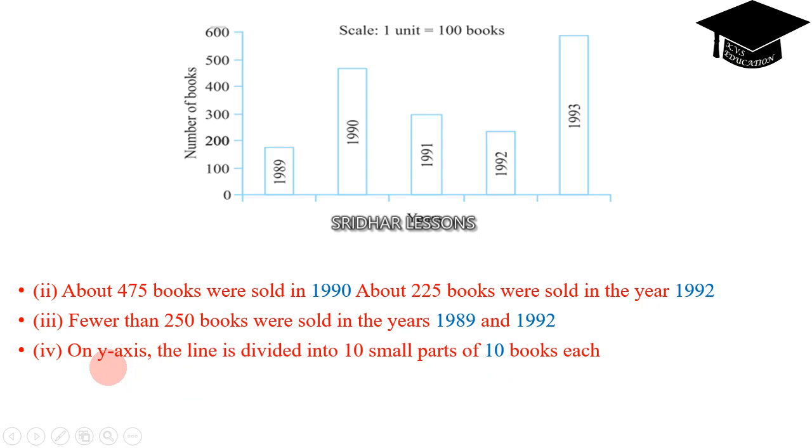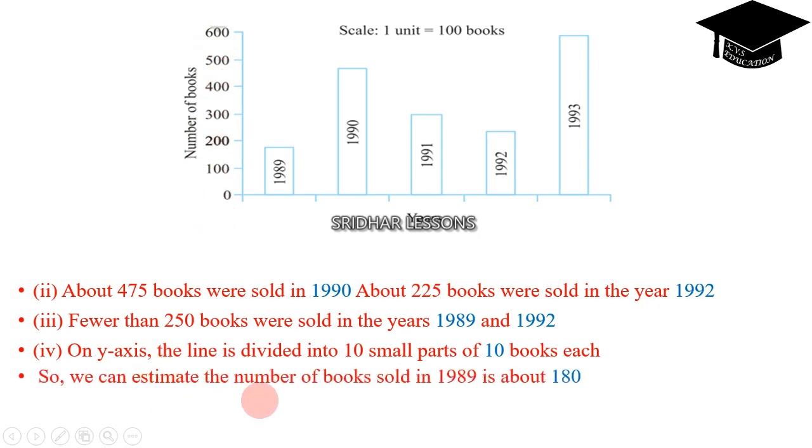For question 6, on the y-axis, the line is divided into 10 small parts of 10 books each, number of books. So we can estimate the number of books sold in 1989 is about 180. This is called estimation.